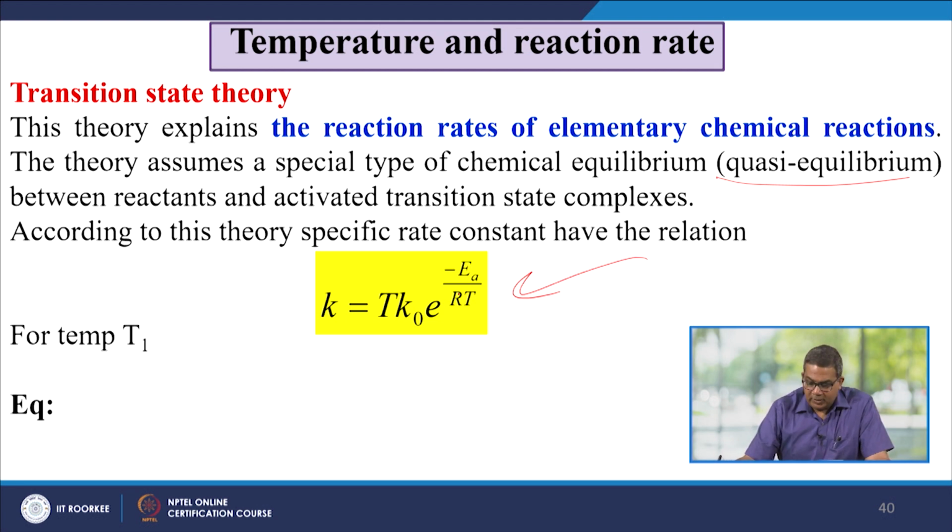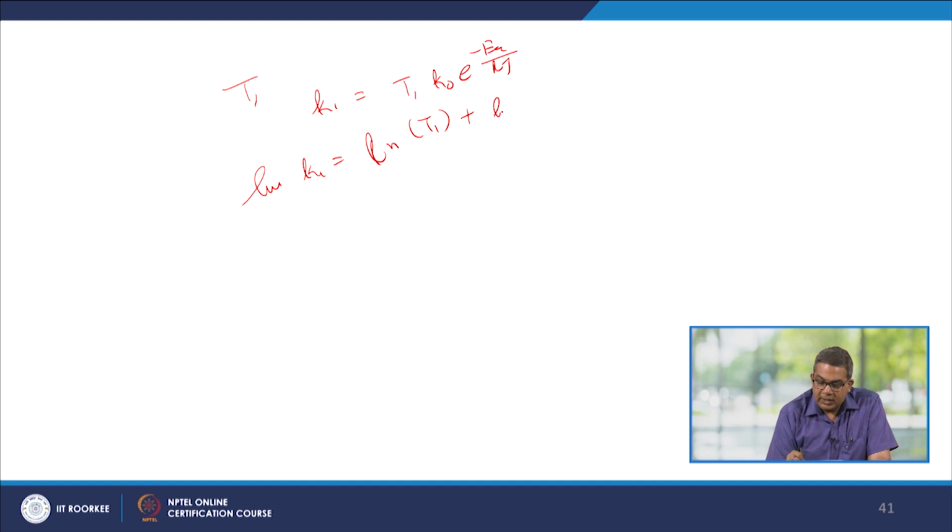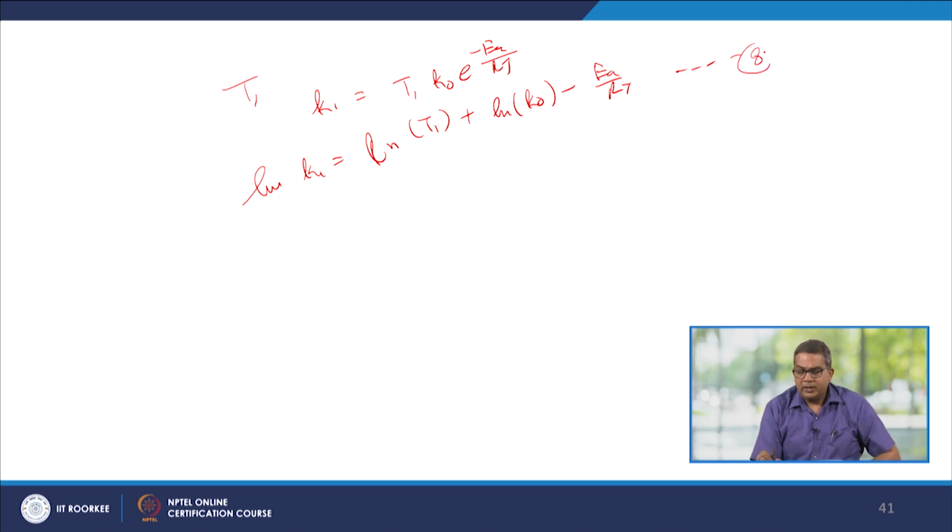Now, let us take the temperature T1. For temperature T1, k1 is equal to T1 k0 e^(-Ea/RT1), and ln k1 is equal to ln T1 plus ln k0 minus Ea upon RT1. Let us say this is equation number 8.